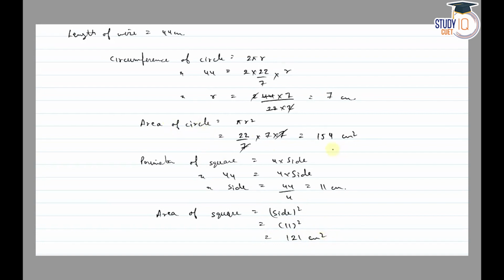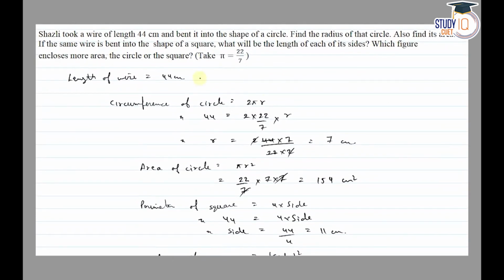So area of circle है हमारे पास 154 and area of square 121. So circle covered more area than square. So यहाँ पे हो जाएगा हमारे पास, encloses more area, the circle or square. So आ जाएगा हमारे पास circle.